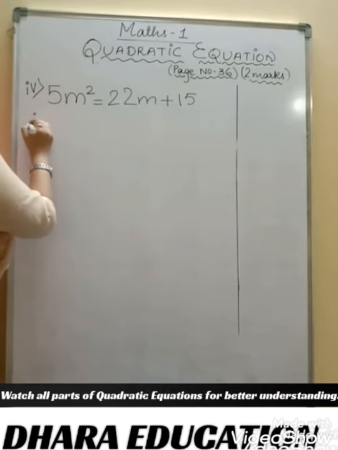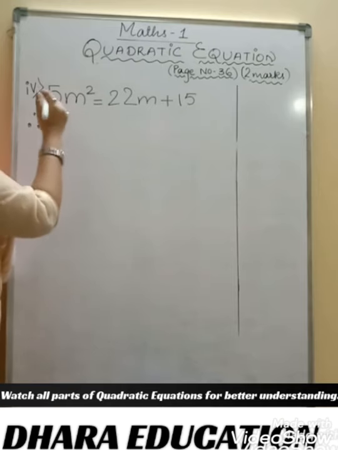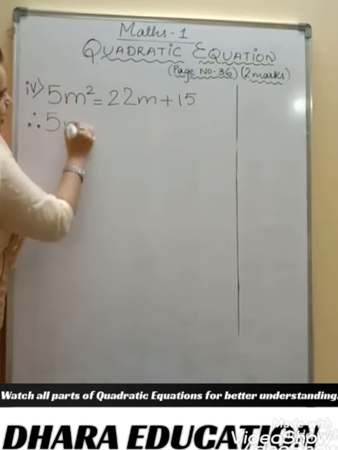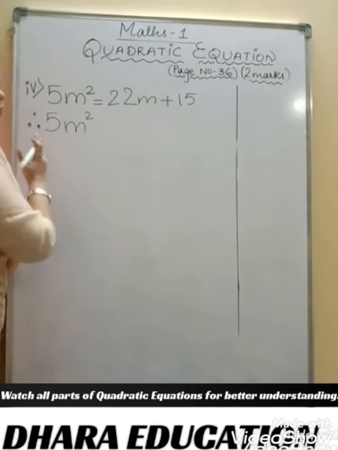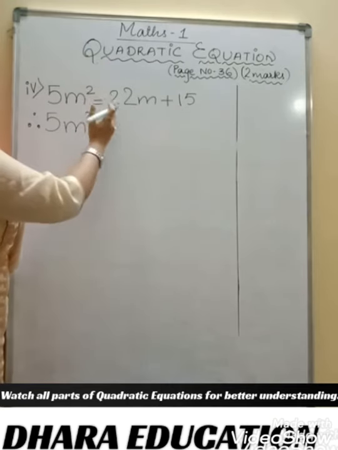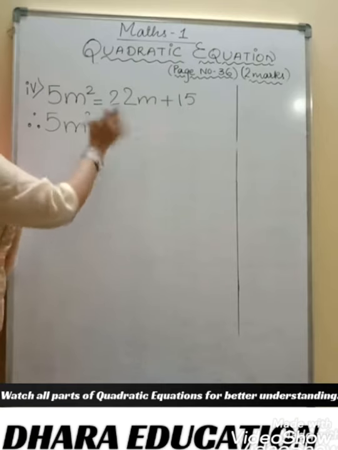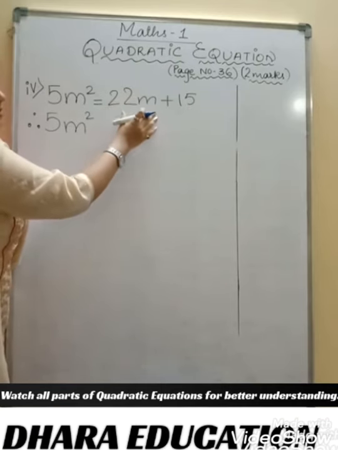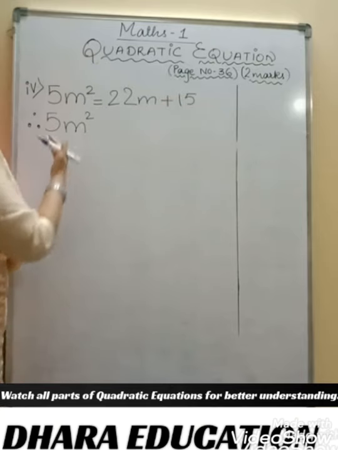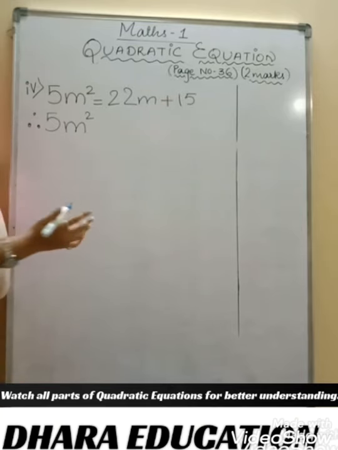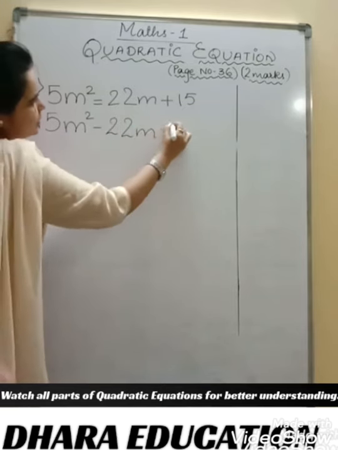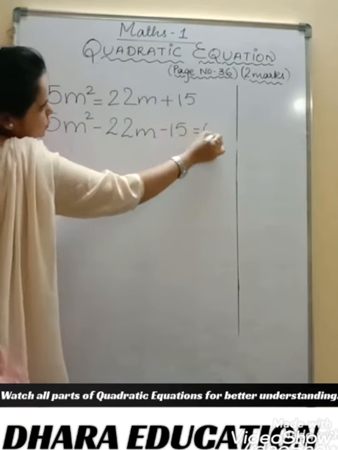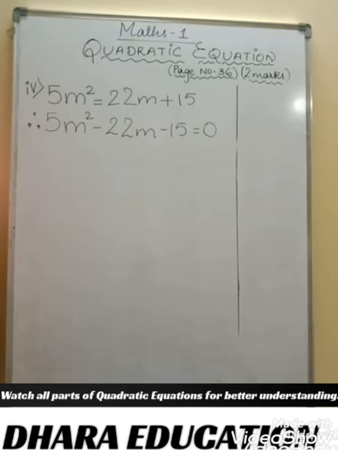So first of all we have to write it in the standard form, that is 5m squared. It is on the right hand side, so when it shifts to the left hand side, it acts as positive to negative. Here plus 22m is there, plus 15 is there. When it comes to the left hand side, it acts as negative. So minus 22m minus 15 is equal to 0. Am I clear?